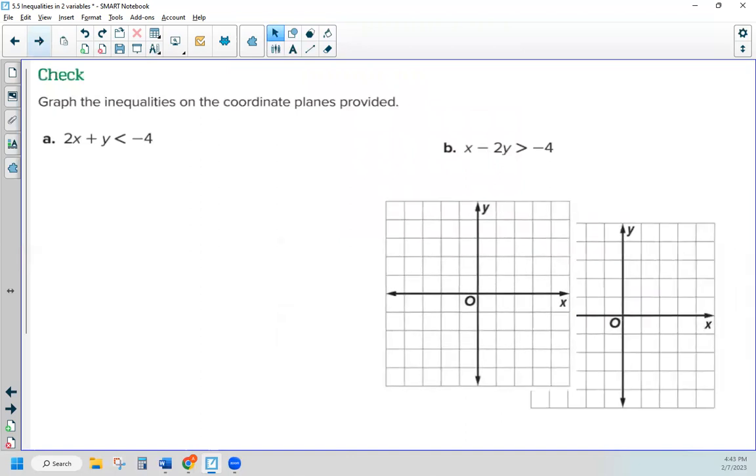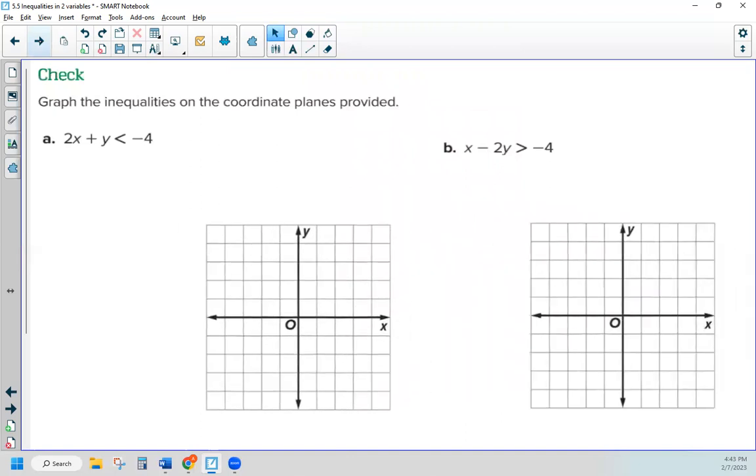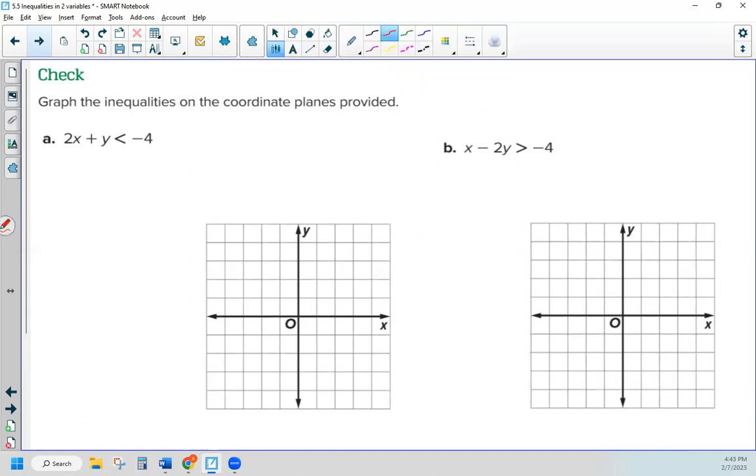All right. Come on over here, Graph. Don't be shy. I do encourage you to pause this right now and try it on your own. Let's go. All right. So for this one, we would have to take 2x to the other side by subtraction.